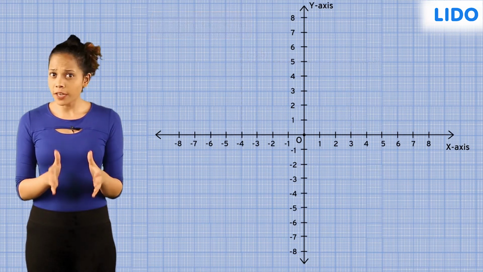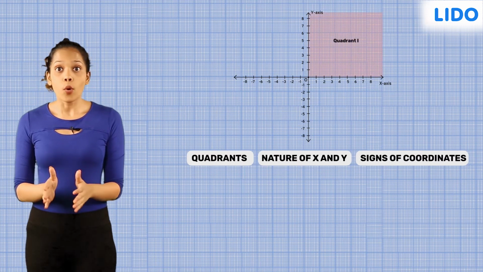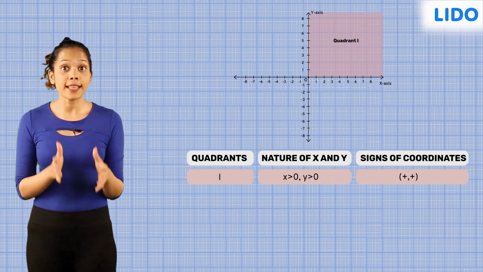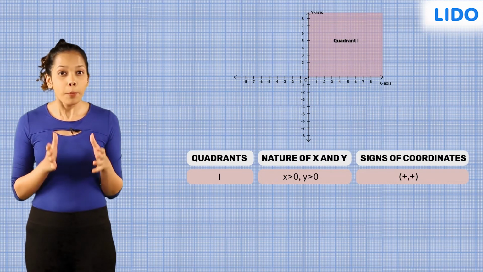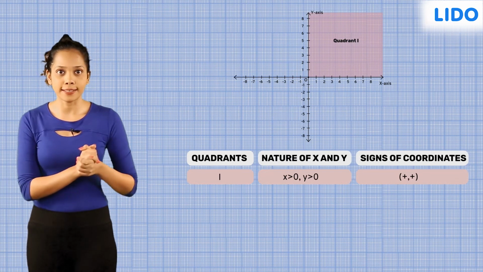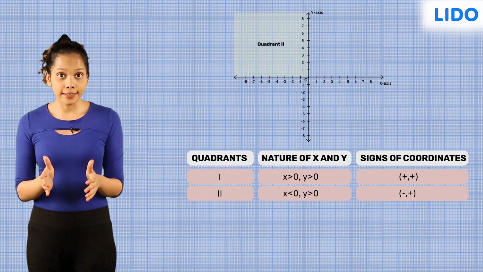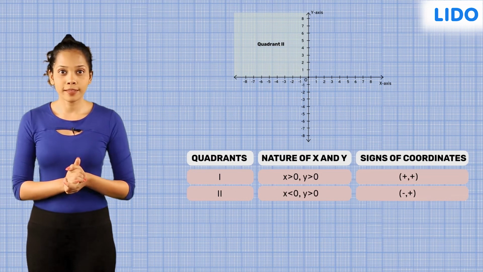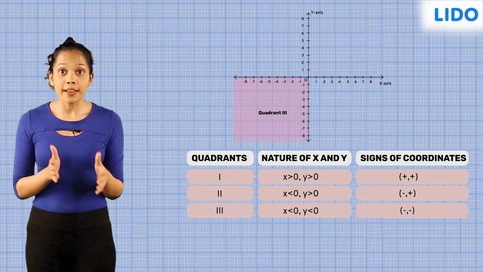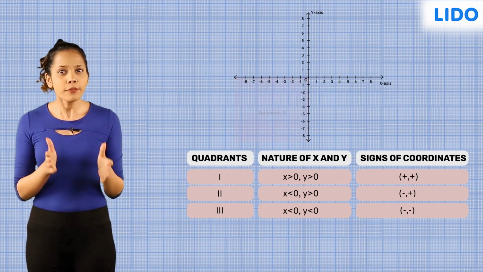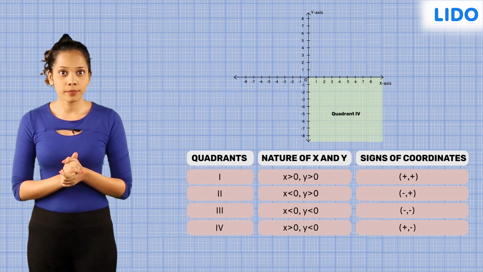Another interesting observation to make here is that any point in the first quadrant will always have positive x and y values, for the points in the first quadrant are bound by the positive part of the x and y axis. Any point in the second quadrant will have a negative x and a positive y value. Any point in the third quadrant will have negative x and y values, and any point in the fourth quadrant will have a positive x and a negative y value.